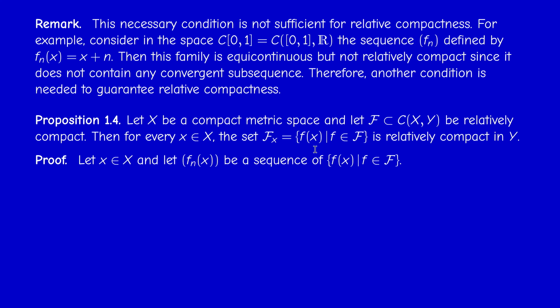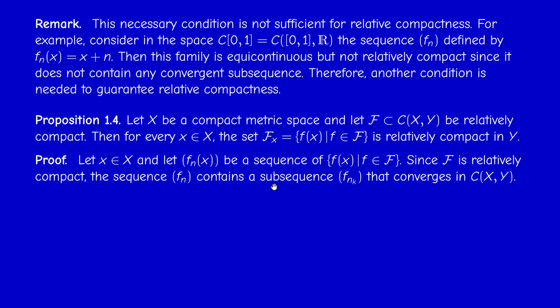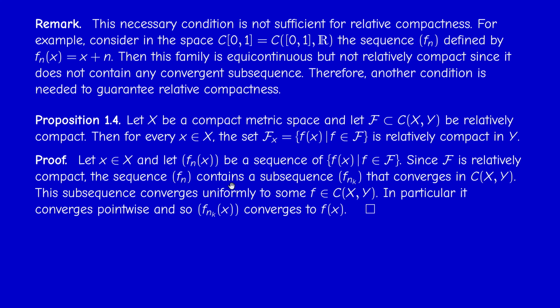This is not difficult. How do I prove that this set is relatively compact? I fix the x first and consider a sequence in calligraphic F(x). So this is necessarily something of the form f_n(x). And I will prove that it has a convergent subsequence. Now, this is very straightforward, because I assume that calligraphic F is relatively compact. So the sequence f_n contains a subsequence f_{n_k} that converges uniformly, actually. But if it converges uniformly, then it converges pointwise. And therefore, f_{n_k}(x) converges to f(x). So we found a subsequence of this sequence converging. Therefore, we proved the proposition. So very easy.